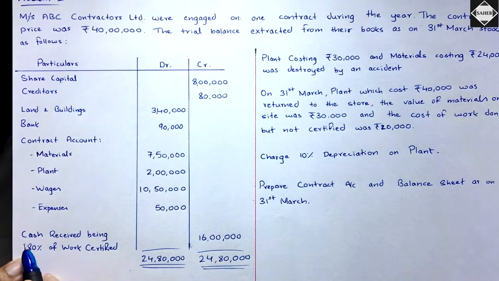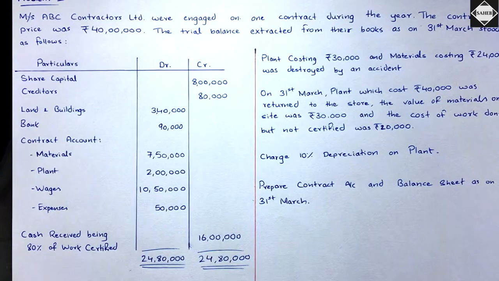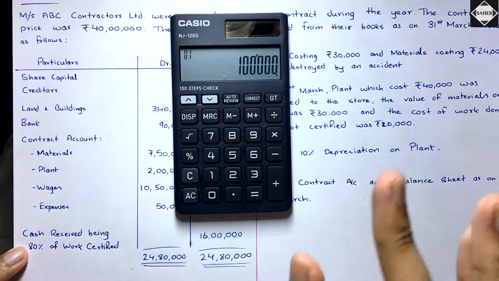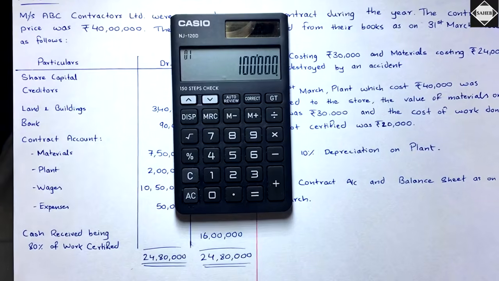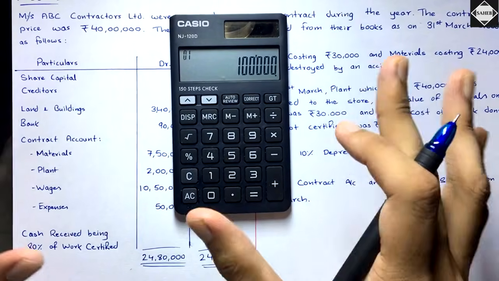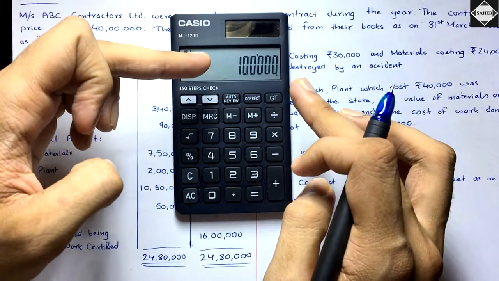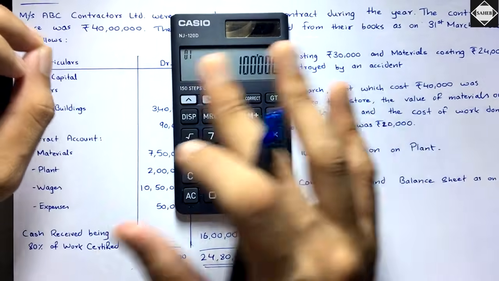And then here they have given us cash received being 80% of work certified. I've told you regarding this, right? Whenever work is certified in a year, just for example, let's say 1 lakh is the work certified in this year. So now will the contractor pay us the entire money? No, even though 1 lakh is work certified and it is approved by the architect, still the contractor will not pay us the entire money.